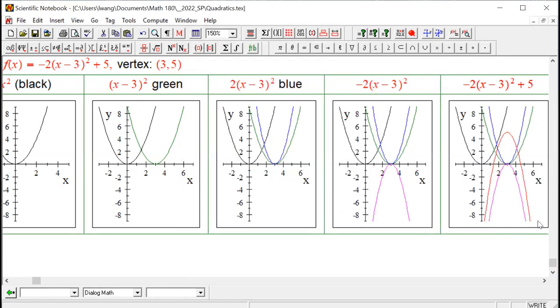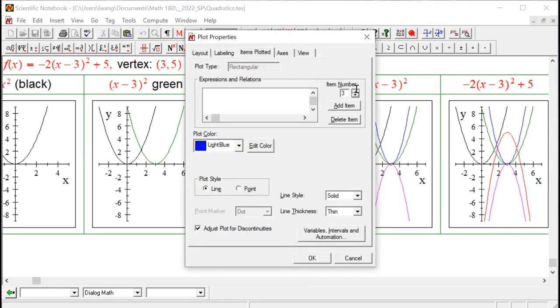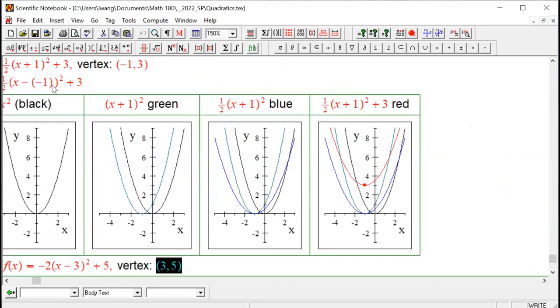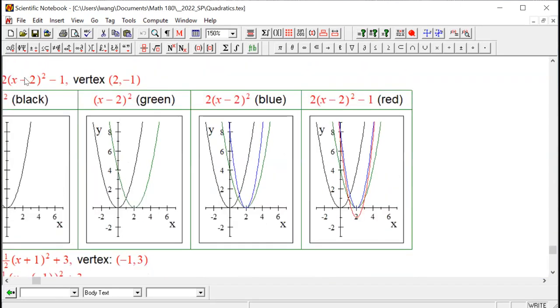Well, wait. I forgot to select the point, that's why. There. So you can see from the algebraic form, you can decide the vertex. x minus something, x minus -1 in the case of x + 1, and in the next case x - 2 gives 2, -1. So we recognize these patterns, and in the next lesson, we're going to continue these discussions.